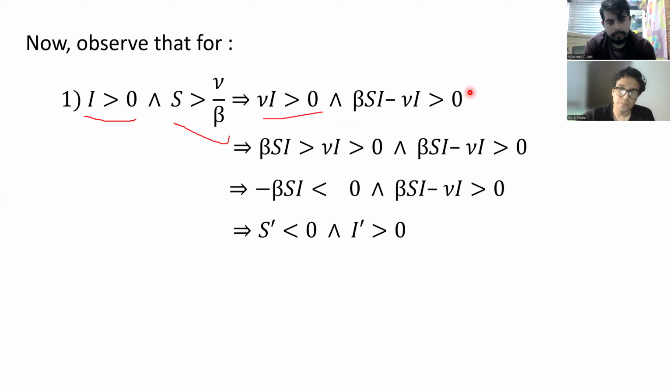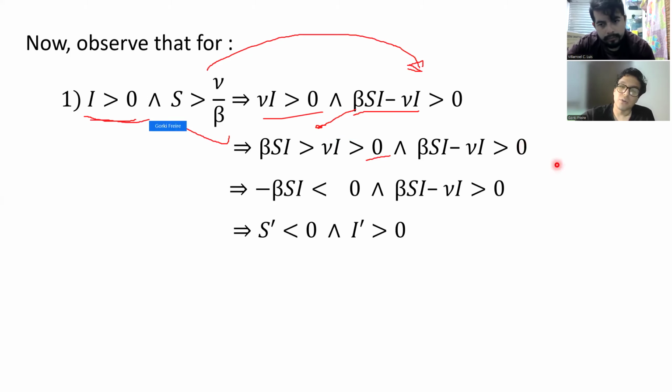From this, we also get that beta multiplied by S is greater than V, and if we multiply the whole expression by I, we get this. So this is going to be positive. We also use this to get that beta SI is going to be greater than VI, and it's also greater than 0. Therefore, we get this also positive.